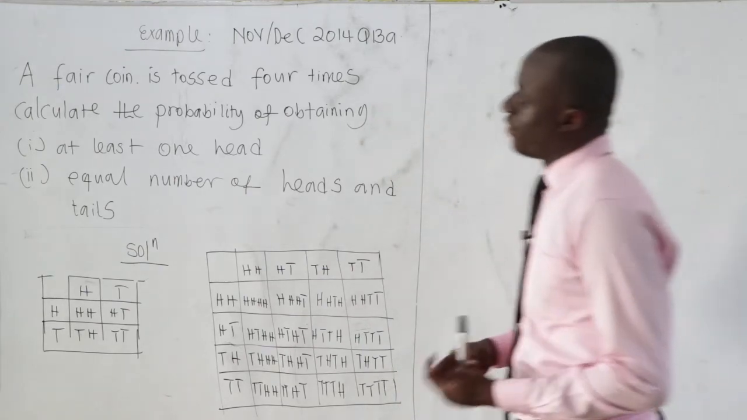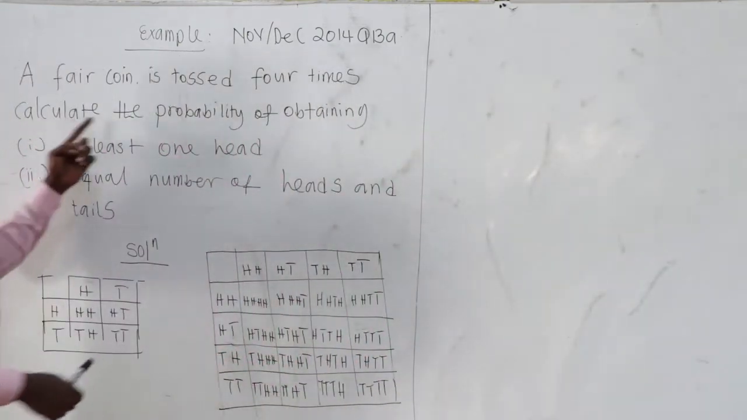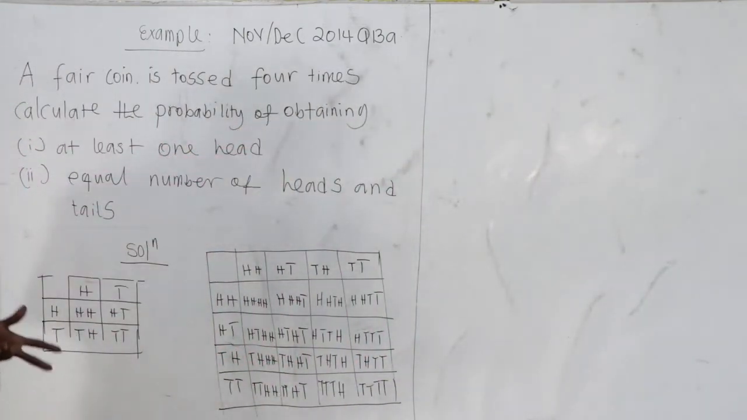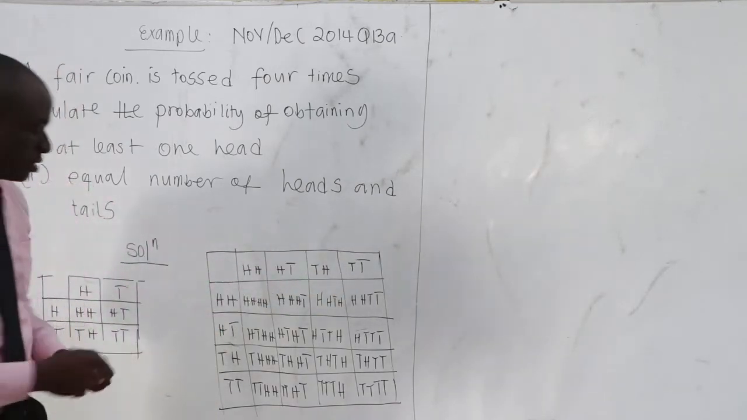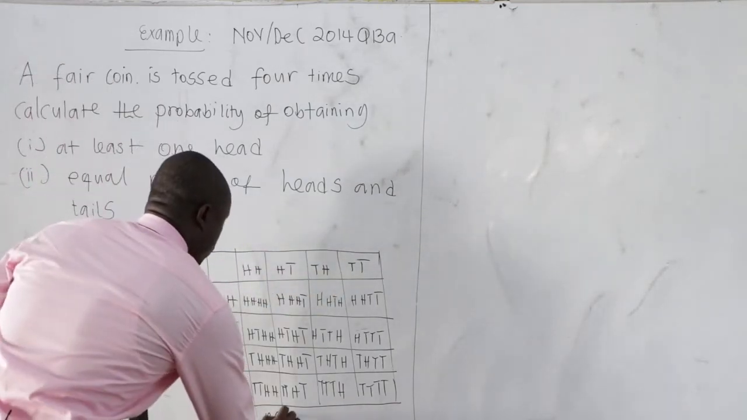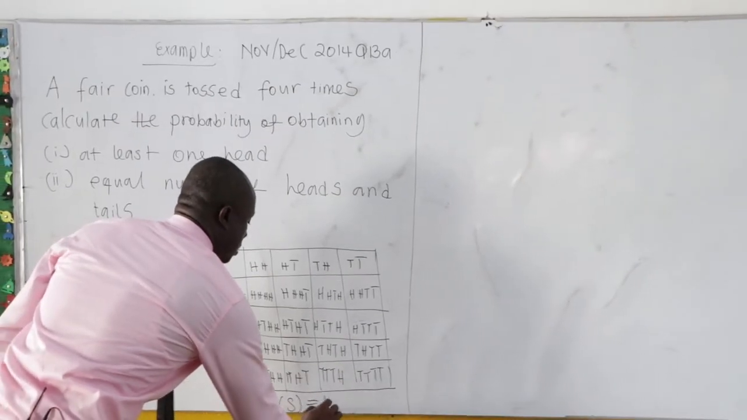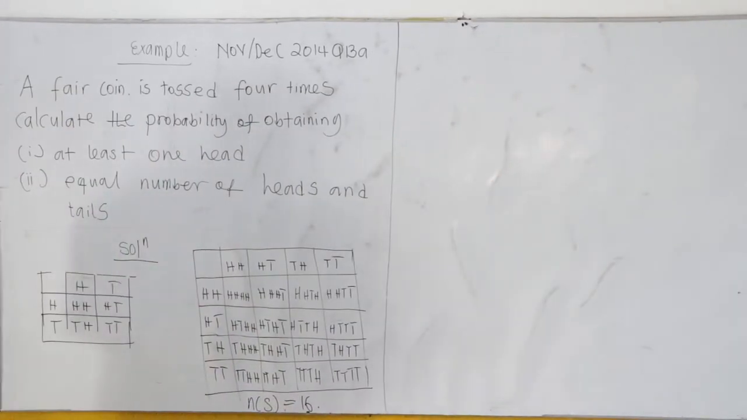Okay, now the first one says to calculate the probability of obtaining. Now what is the number of sample space? 1, 2, 3, 4. 1, 2, 3, 4. 4 times 4 is 16. So our number of sample space is given as 16.